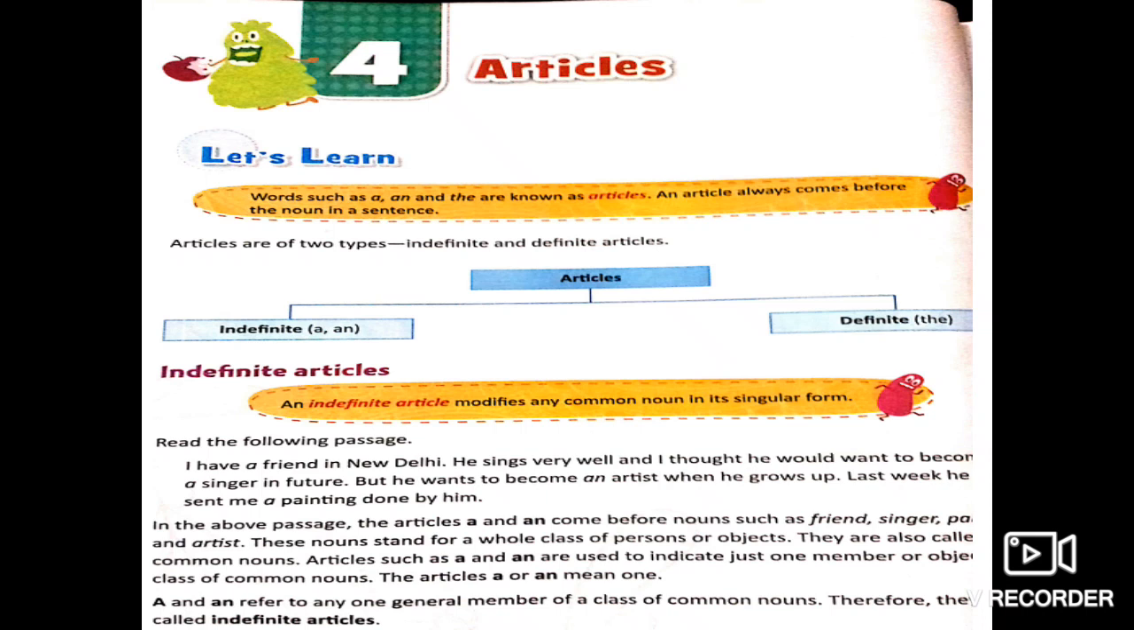So, all these indefinite articles a and an are used before these common nouns singer, artist, painting, and all these common nouns are in the singular. Therefore, we get to know that a and an refer to any one general member of a class of common nouns. Therefore, they are called indefinite articles and therefore they are used before common nouns in the singular forms.